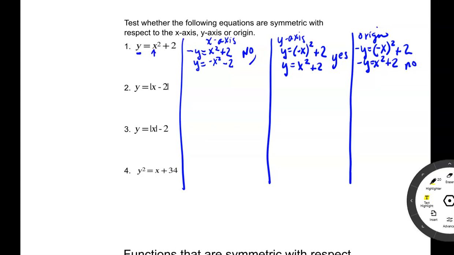Okay, so this first one was y-axis only, right here. Okay, second one. First, to check for the y-axis, we're going to replace the y with negative y.